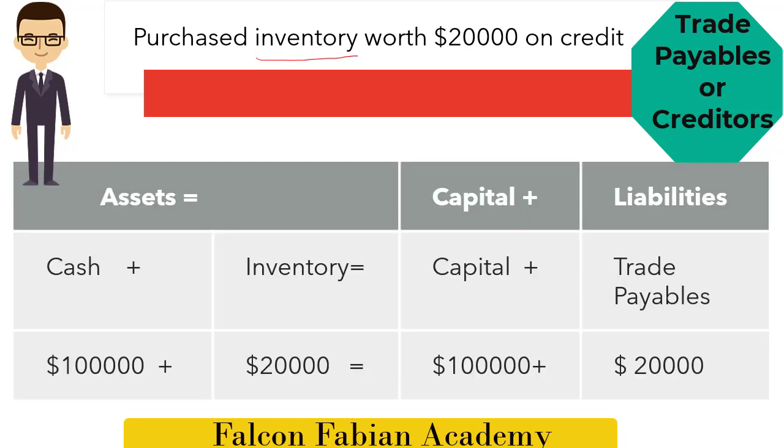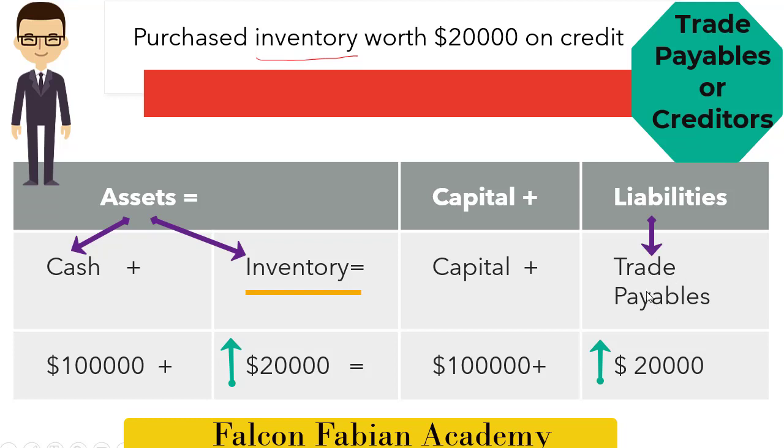Now let's have a look at our accounting equation. For each and every transaction, you need to create this table again. Here, this is how it is going to be done. So inventory is an asset. So under assets, I need to add a column over here. So my accounting equation is under assets, now I have cash and inventory, and then I have capital, and under liabilities, I'm writing trade payables, or you can write creditors. What is trade payable?